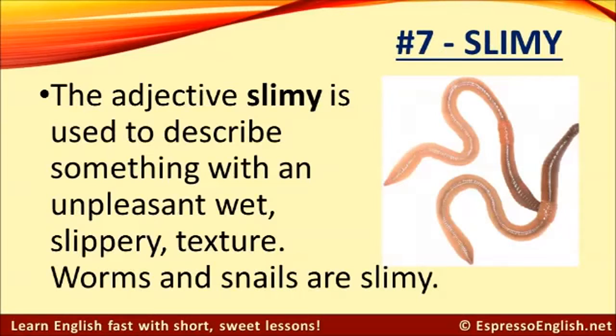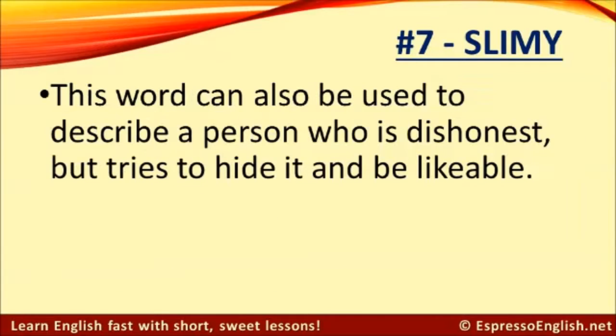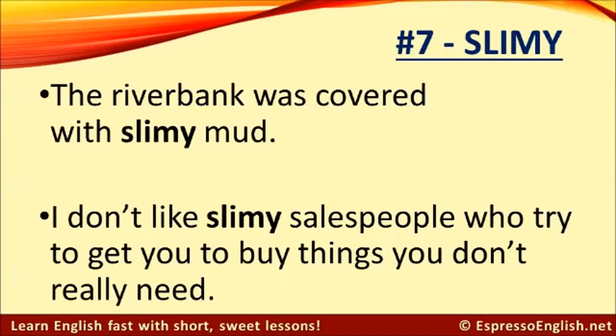Number 7. Slimy. The adjective slimy is used to describe something with an unpleasant, wet, and slippery texture. Worms and snails are slimy. This word can also be used to describe a person who is dishonest, but who tries to hide it and be likable. For example, the riverbank was covered with slimy mud. I don't like slimy salespeople who try to get you to buy things you don't really need.